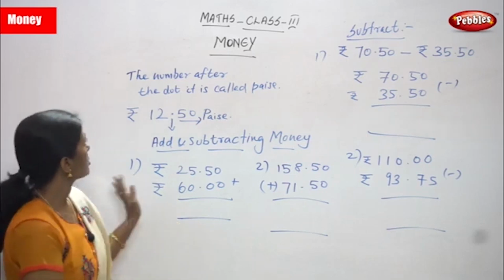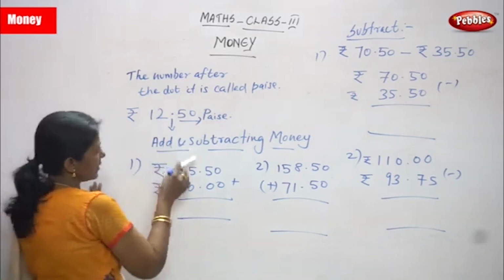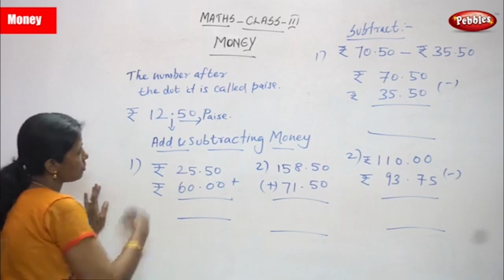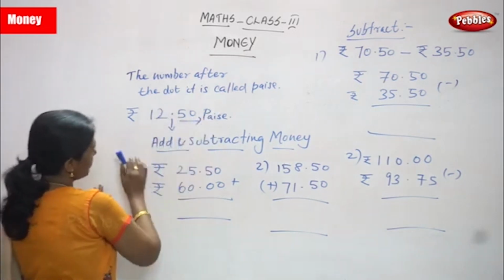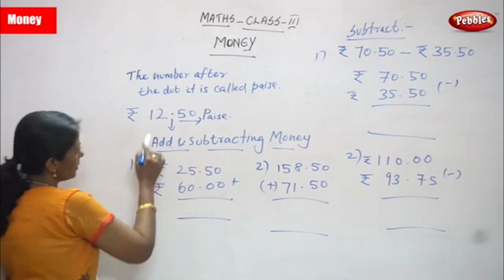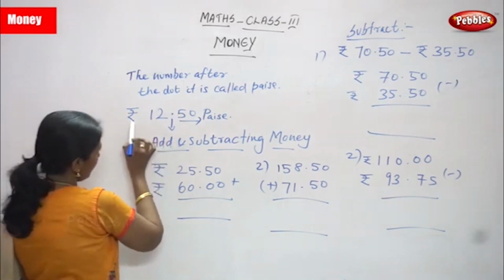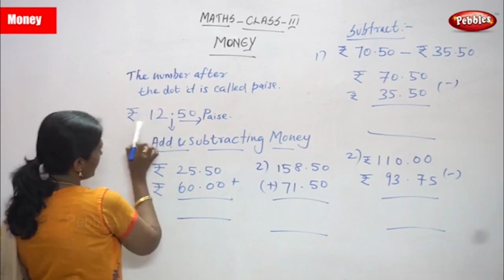Now we are going to see money again, but it's adding and subtracting money. Before that we are going to see the number after the dot. It is called paise. So an example is 12 rupees 50 paise. Here 12 is the rupees, so you have to write the rupees symbol in front of the number.